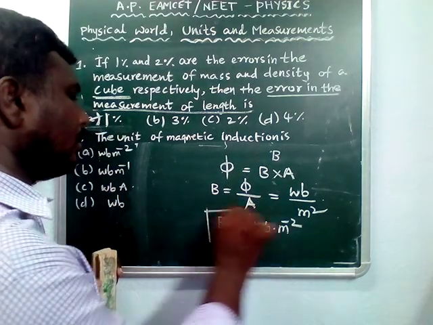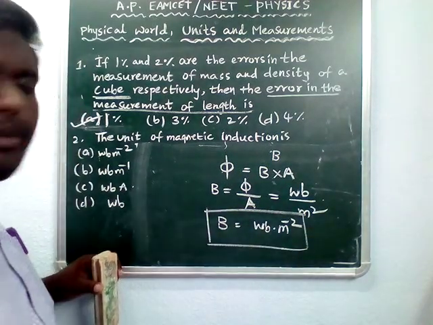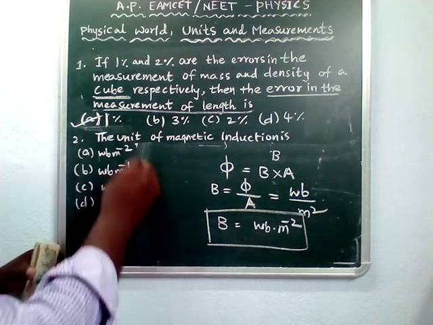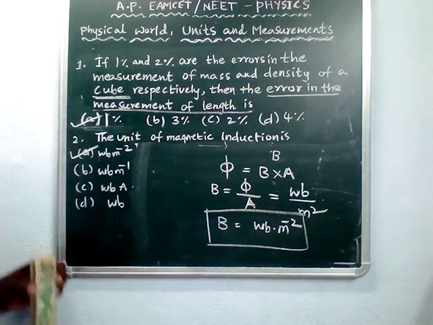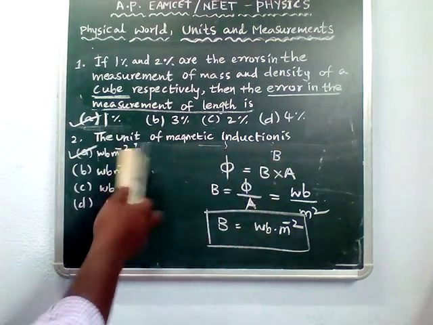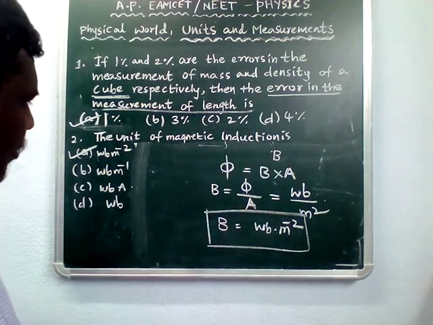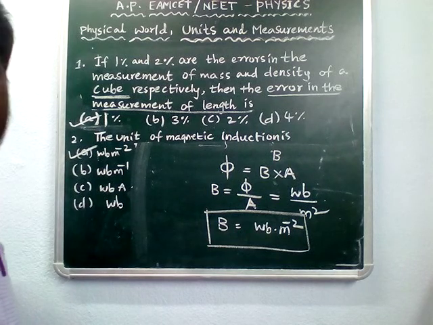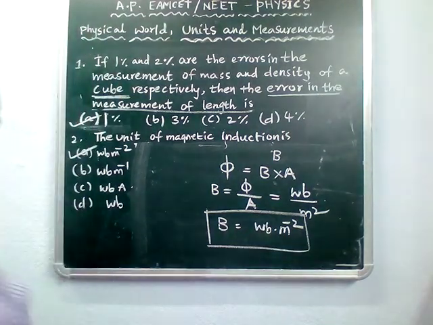So what is the option given? Weber meter inverse 2 is the answer. So option A is correct. The SI unit of magnetic induction is Weber meter inverse 2. So it is the answer.